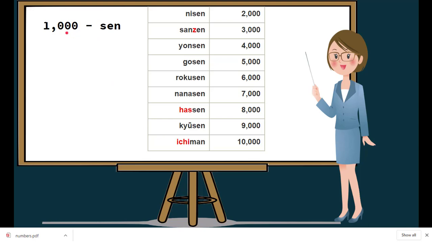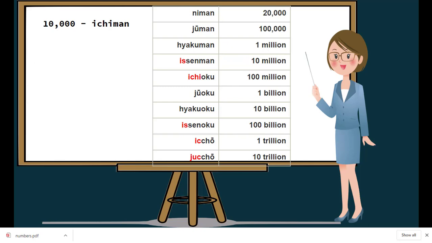Sen. Nisen. Sanzen. Yonsen. Gosen. Rokusen, nanasen, hassen, kyūsen, ichiman.